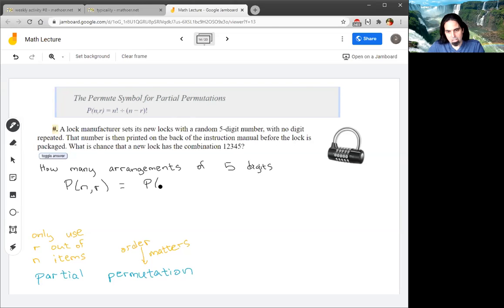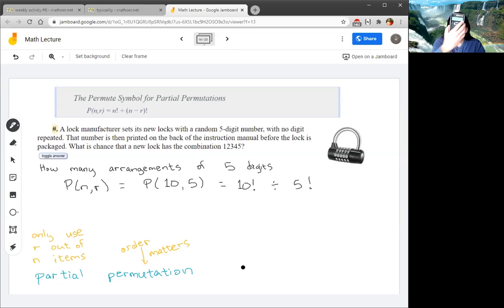In this case, N is 10. There's 10 different digits, but I'm only using 5 of them. So it's going to be 10 factorial divided by 10 minus 5, which is 5 factorial. And now I have to figure out how do I actually do this.